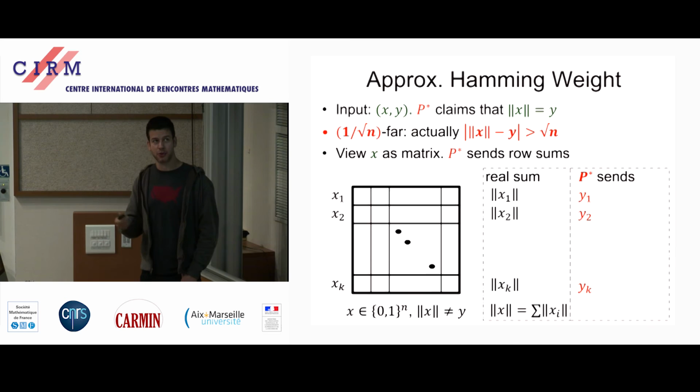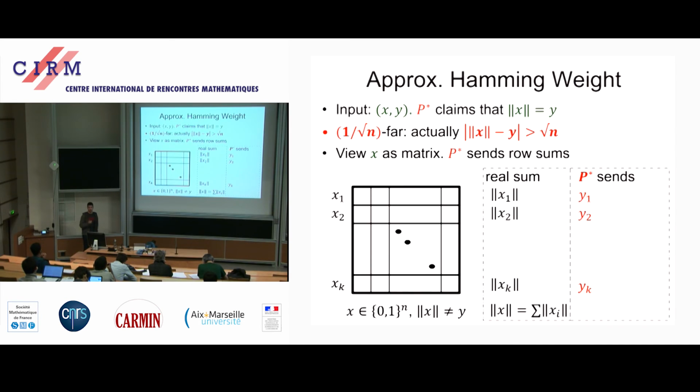And now what's the first thing we should do? By now we're used to this. Yes, verify that the claim is consistent with these individual row weights. Verify that the sum of all these weights given by the prover is equal to the Hamming weight that it claimed. Otherwise, reject immediately. Clearly something is fishy.